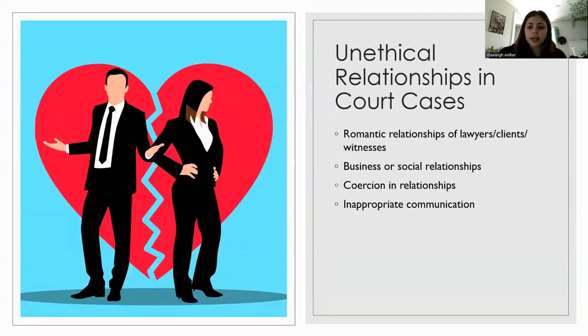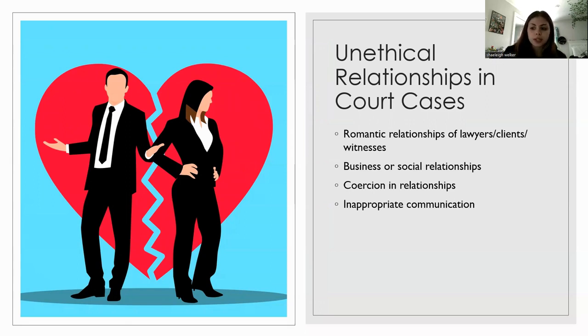Unethical relationships in court cases include romantic relationships between lawyers and clients and witnesses, or any of the three. Business or social relationships between judges, lawyers, or court personnel can appear as favoritism. Their relationships must stay professional inside of the courtroom.